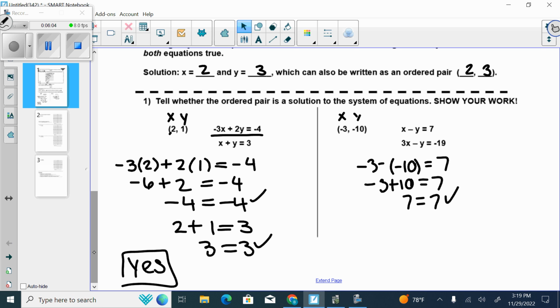All right, now just double check the next one. 3 times, what do I replace x with?